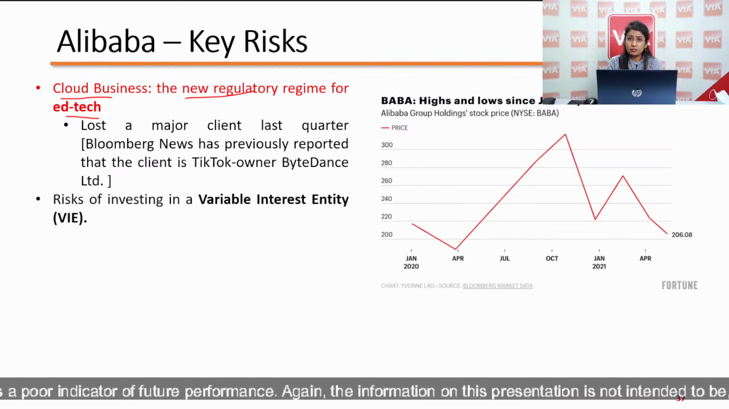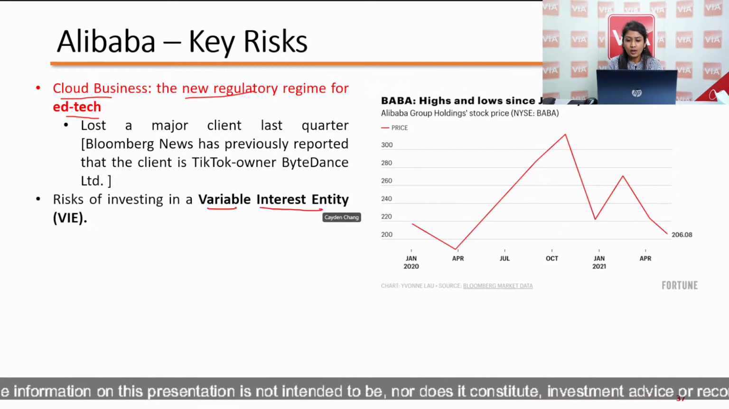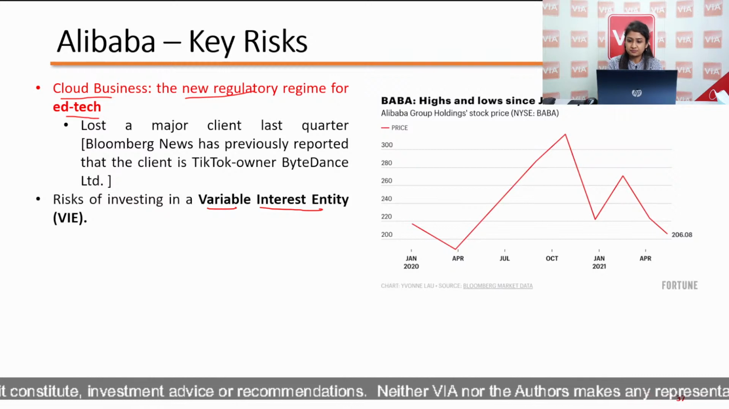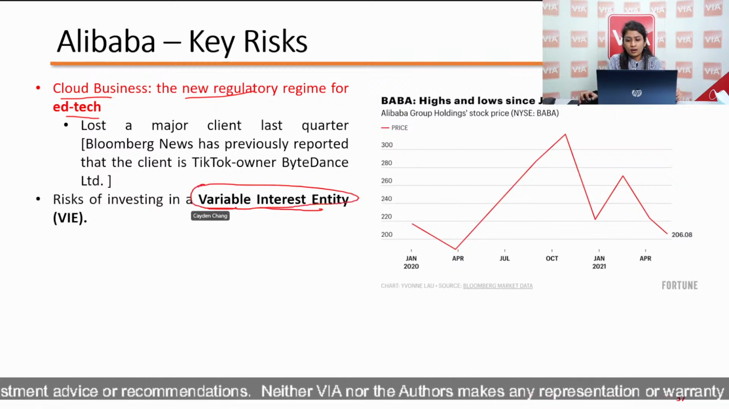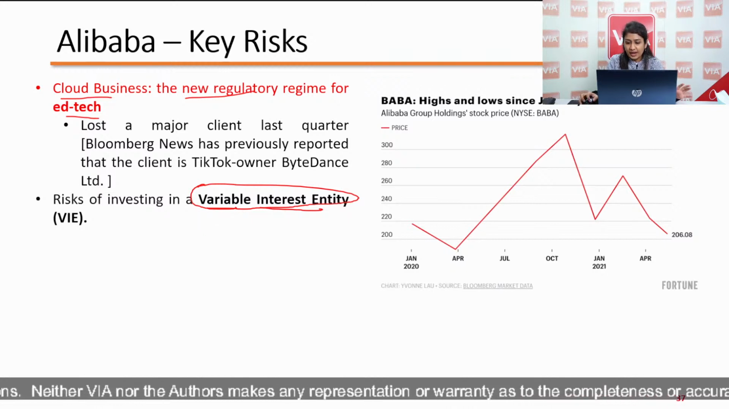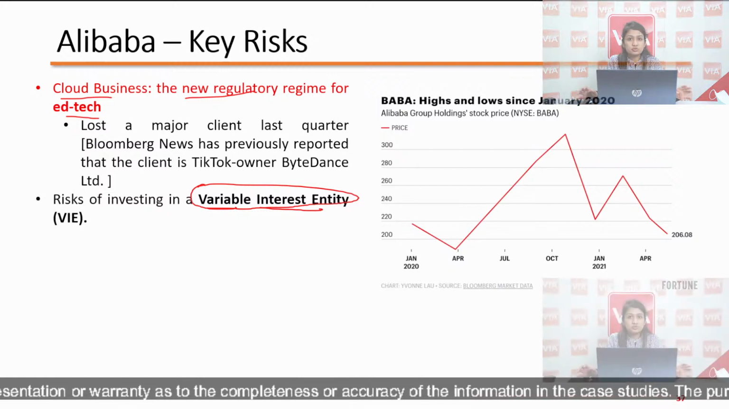Now, this is a very important point, the risks of investing in a VIE. I don't know how many of you know that if you invest in the US listed Baba stock, then you are investing in a variable interest entity. Now, what is a VIE? When you invest in a VIE, that is, if you invest in the Baba stock, you are not getting any actual ownership into the real company.